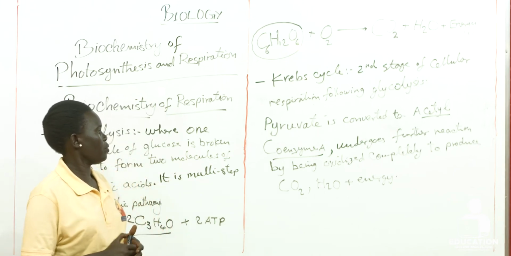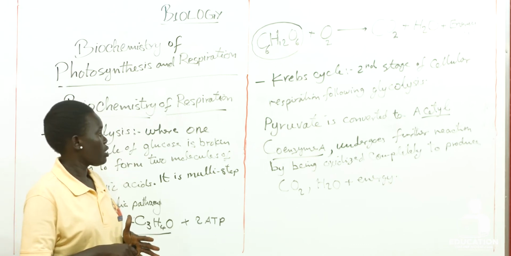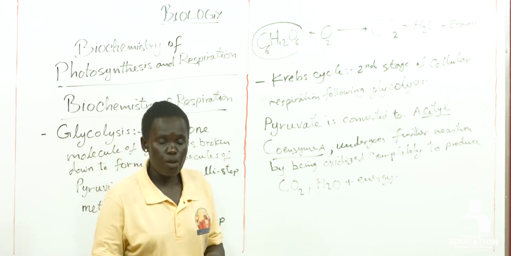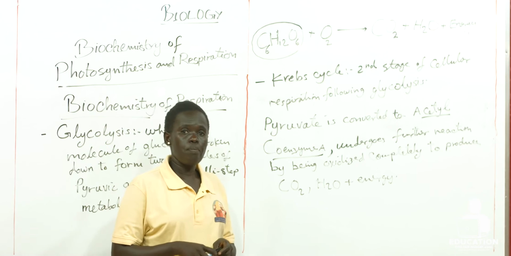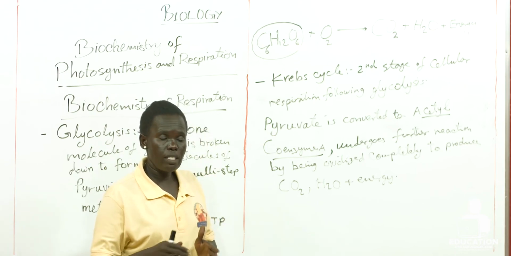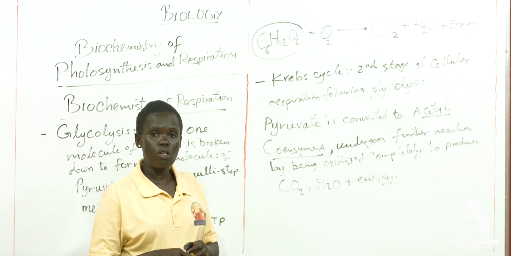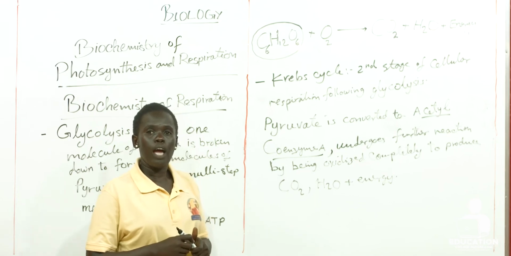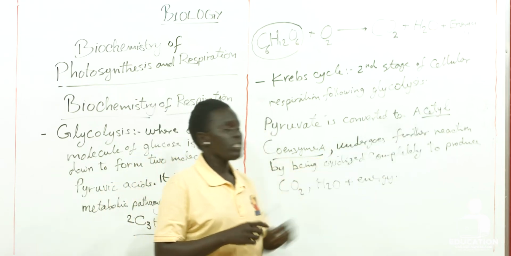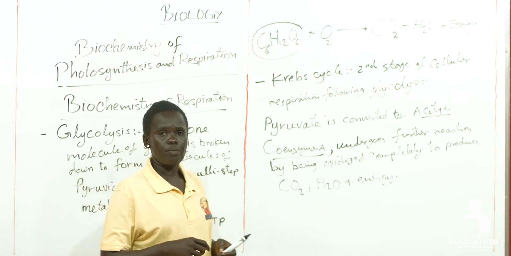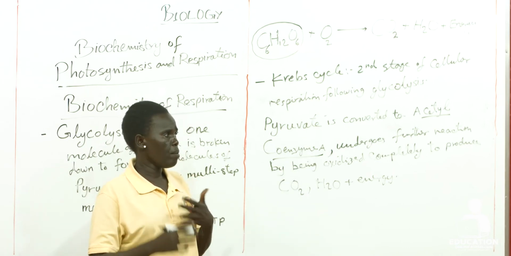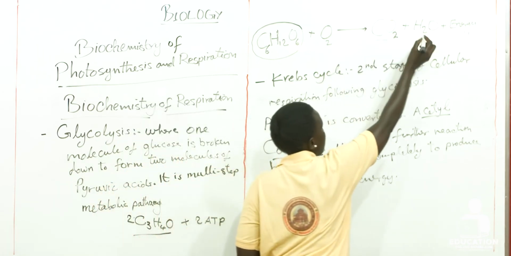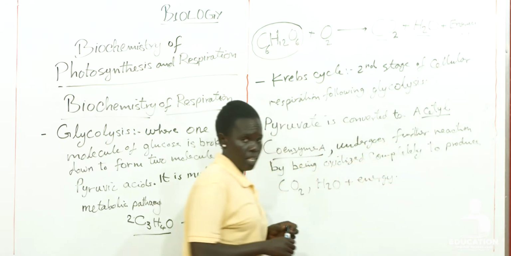Have you seen the process? First, the glucose is broken down. That means it is converted into pyruvic acid. That pyruvic acid underwent several chemical reactions. Then it was converted to acetyl coenzyme A. And this acetyl coenzyme A underwent many chemical reactions until it produced carbon dioxide, water, and energy.